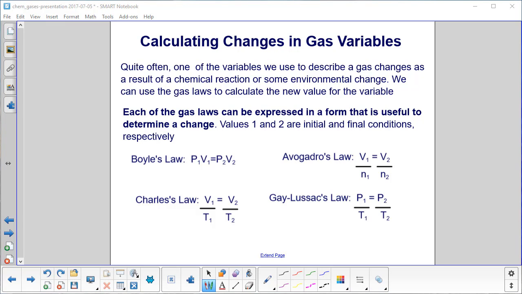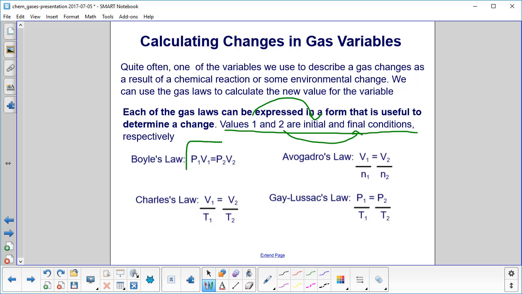Time to start setting up some calculations. This won't be as intense as the stoichiometric calculations from the last chapter, but we do have to calculate. That is the basis of science. Quite often, one of the variables we use to describe a gas changes as a result of some chemical reaction or an environmental change. We can use the gas laws that we just came up with to calculate the new value for the variable. You have to choose which gas law is appropriate due to your conditions. And just a quick nomenclature thing, value 1 is your initial condition and value 2 is your final condition.